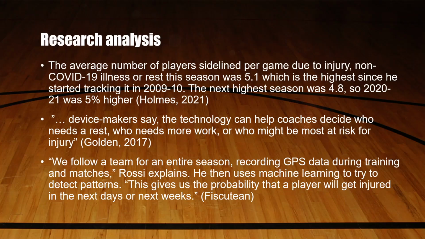This was the season after COVID, so the 2020-21 season, to be specific. The injuries that were non-COVID related, or rest as players do load management. This was 5.1, the average number of players, which included both teams. So 5.1, on average, players were sidelined per game during that season. That was the highest since they started tracking in '09 and '10. And the next highest season was 4.8 players. So the 2020 season was 5% higher.